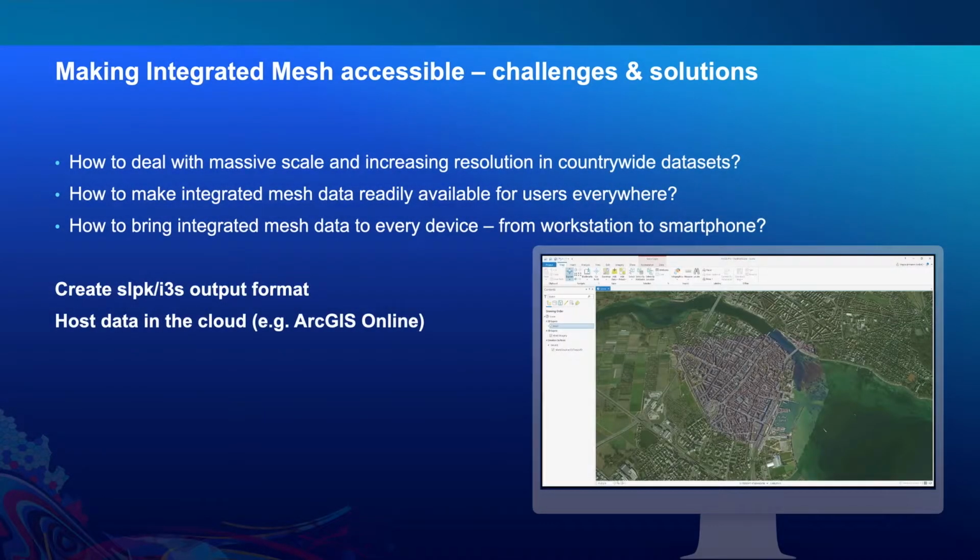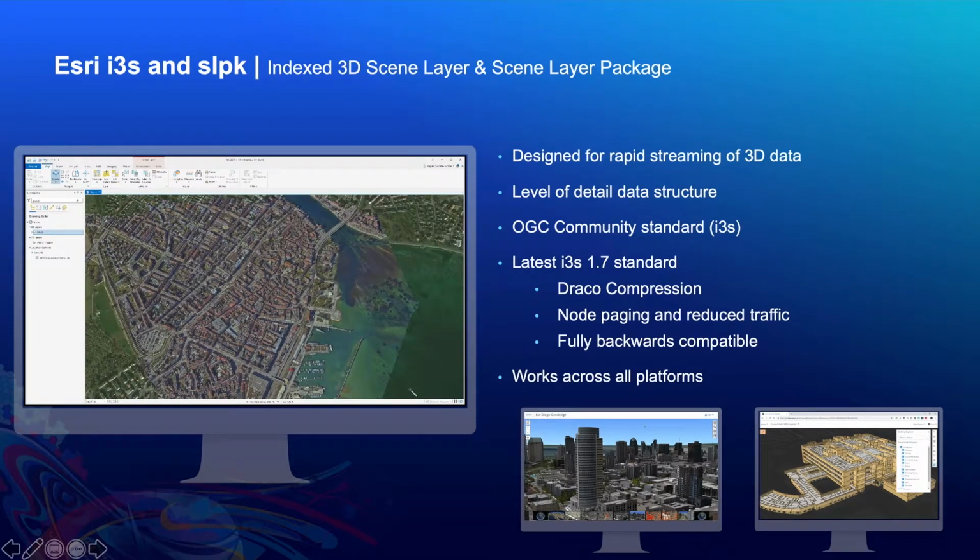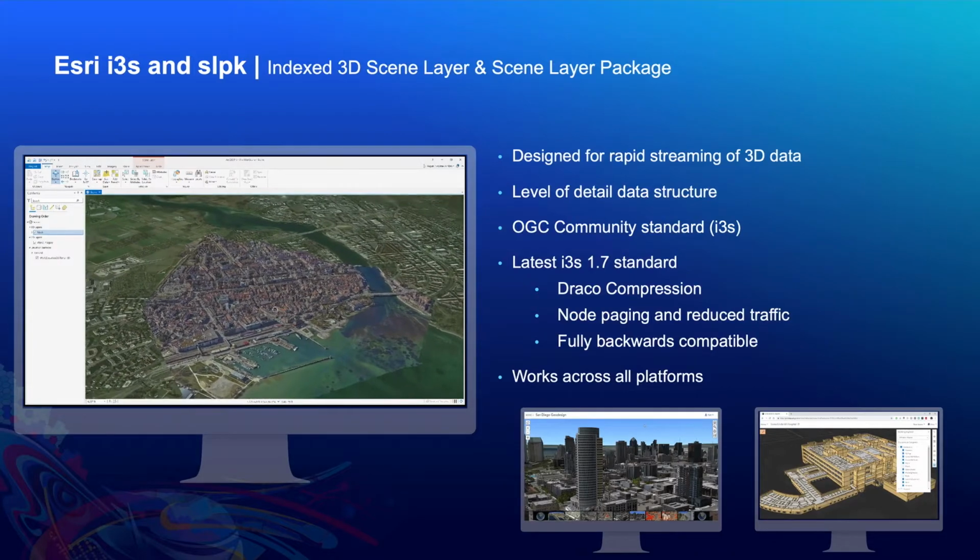We recommend our customers to create the SLPK i3S output format, since it's very well suited to overcome these challenges and to make these meshes available to the end consumers in a very efficient manner. We also recommend that the meshes be hosted in the cloud so that they can be consumed everywhere at any given time. The i3S format itself has been designed for rapid streaming of 3D data. This makes it inherently different from traditional mesh formats like, for example, OBJ.